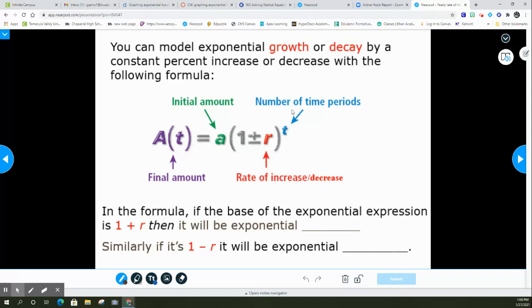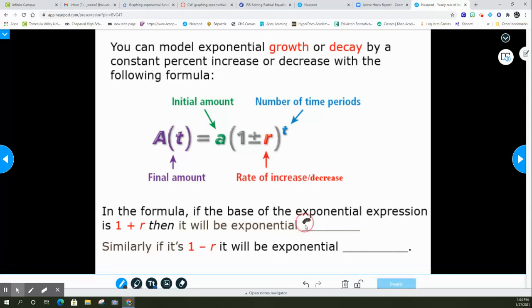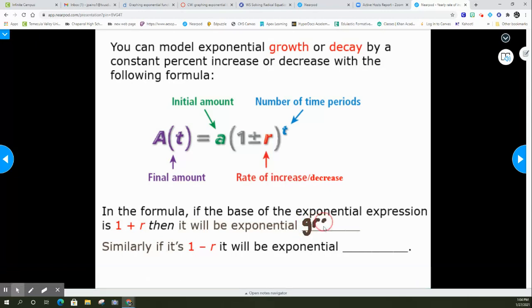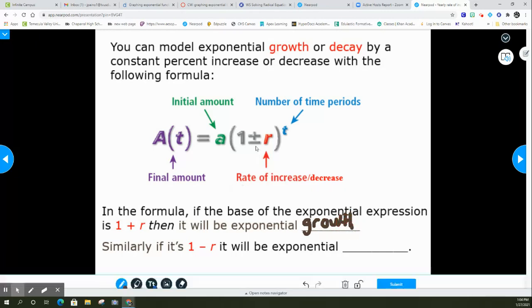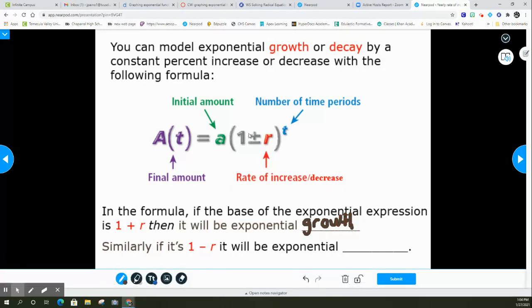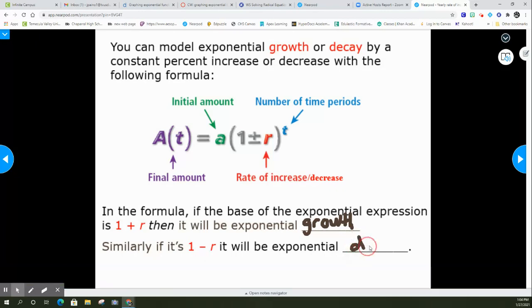And as I said earlier, t is the number of time periods. So in the formula, the base of the exponential expression, 1 plus r, will be an exponential growth function, because it's going to make your growth factor bigger than 1, so it's growth. And then 1 minus r is going to make it less than 1 and in between 0, so that will be decay.